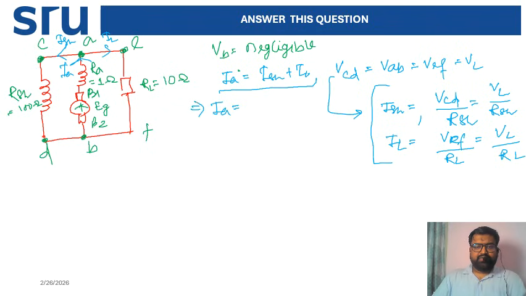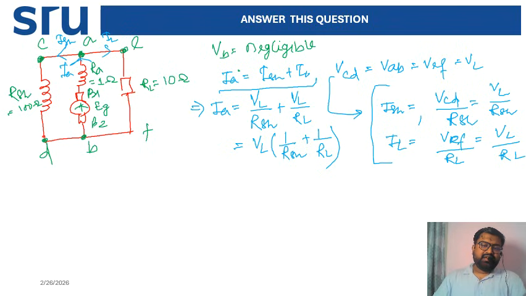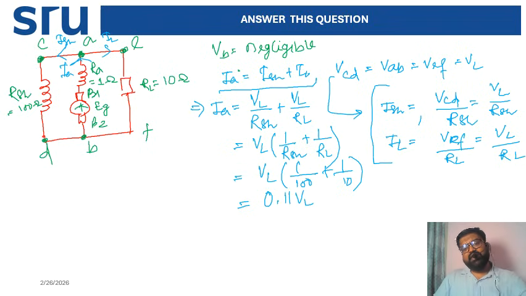IA equal to VL by RSH plus VL by RL, that means VL times 1 by RSH plus 1 by RL, like this. And all the values are given. This VL, we can write 1 by 100 plus 1 by 10, then approximately it will come 0.11 VL. Okay, this is the value. The IA value is coming 0.11 VL.